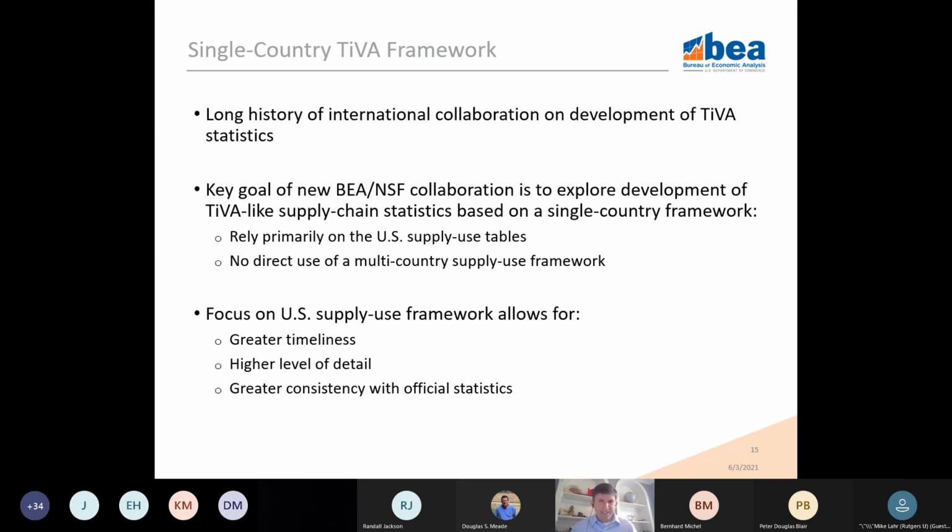Producing these data in a single country framework, obviously we lose some of the conceptual advantages that come from working with a multi-country framework, but there are some practical advantages in terms of timeliness of what we're able to produce, flexibility, level of detail, consistency with official U.S. statistics, et cetera. So there's a practical advantage, which we think makes this effort worthwhile. And the single country framework, of course, can tell us some quite interesting things. So we'll look at that.